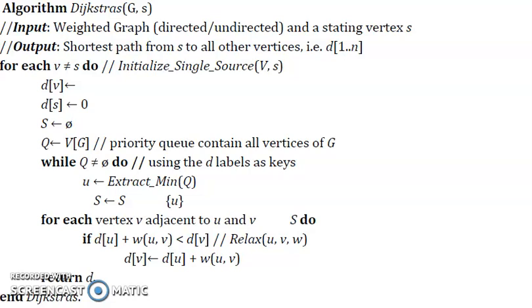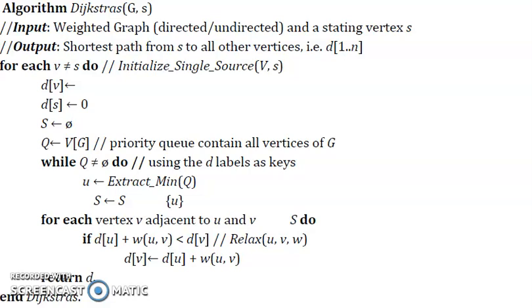Hello students. Today let us learn about the next algorithm under the greedy method in module 3, called Dijkstra's algorithm. Dijkstra's algorithm is used to find the single source shortest path. In the previous two algorithms, we learned how to find the minimum cost spanning tree using Prim's algorithm and Kruskal's algorithm.